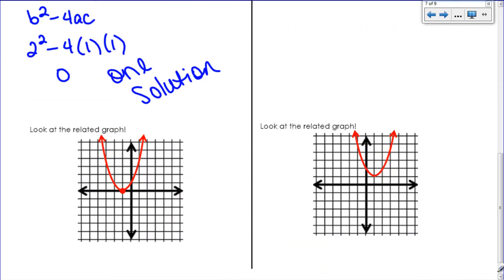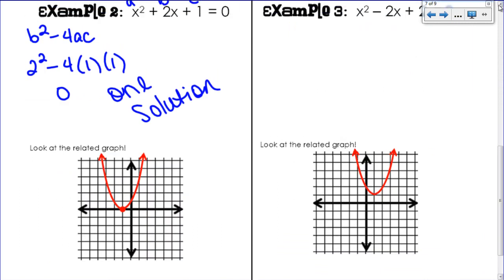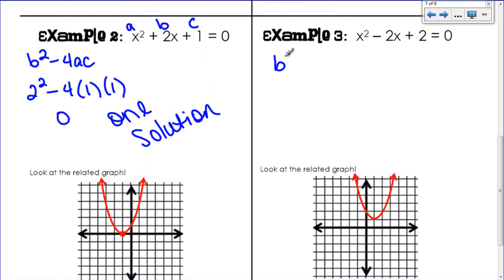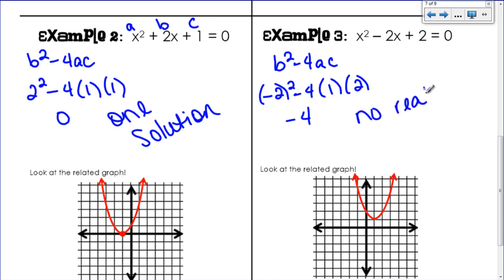So let's talk about what happens when there's no solution. Go back to your discriminant. In this case, b is negative 2, so I have negative 2 squared minus 4 times 1 times 2. When I multiply that out, I get negative 4. Because this is a negative number, and if you will remember, the discriminant is under a square root sign, when you do this in the quadratic formula as a whole, you end up taking the square root of a negative, which we don't know how to do. And so that means I have no real solutions.